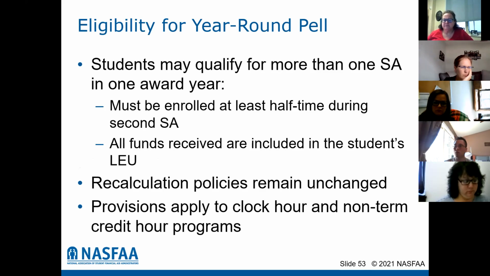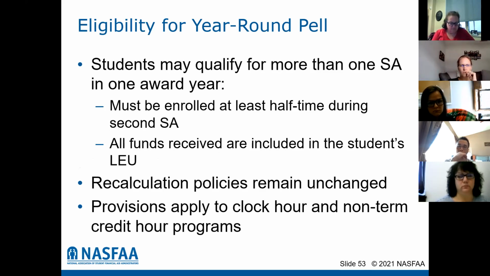So your eligibility for year-round Pell, again, goes back to the LEUs, which is one of the big things. Students may qualify for more than one SA in one award year, must be enrolled at least half-time during the SA, and all funds received are included in the student's LEU. So again, you want to make sure you're looking at that.